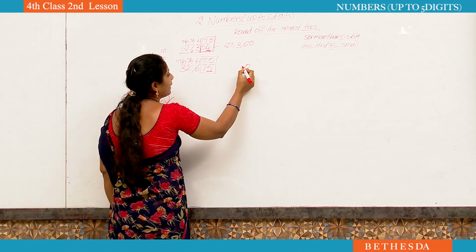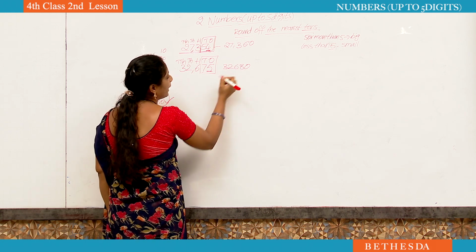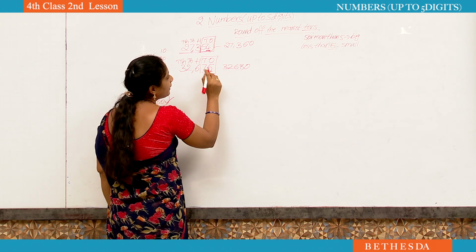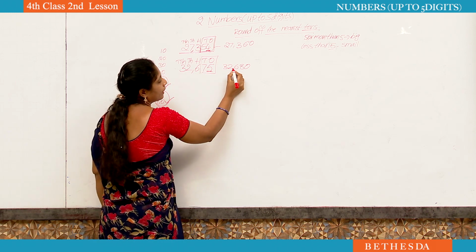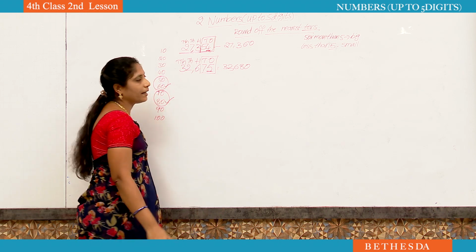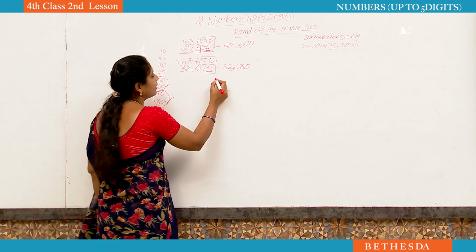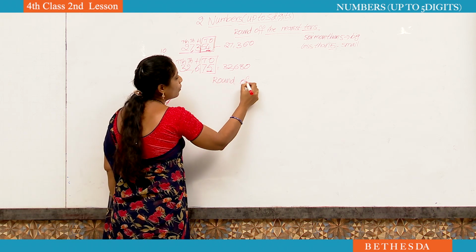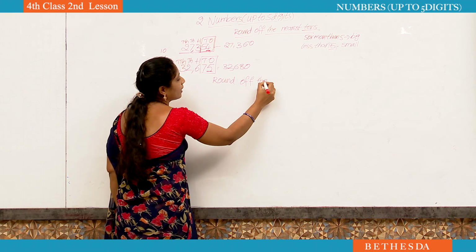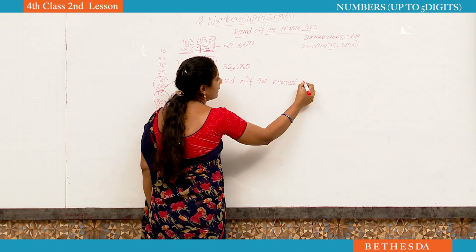Now, we have to write 80 and the remaining numbers as usual. Now, what is the nearest tens for 32,675? 32,680. Did you understand? Okay, now we are finding the round off of the nearest hundreds. Nearest hundreds.